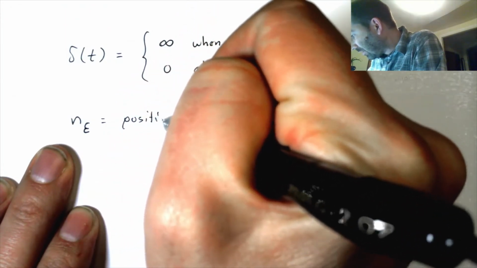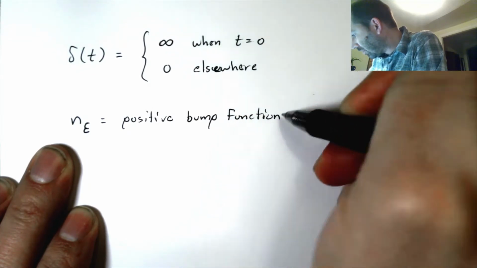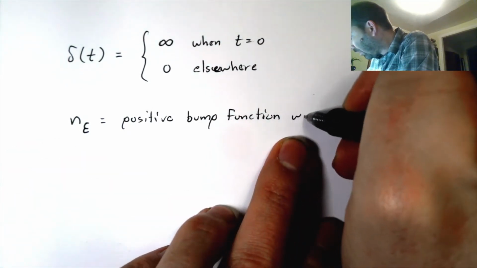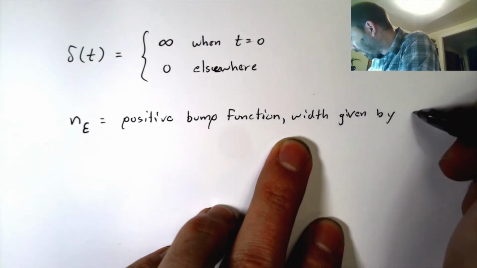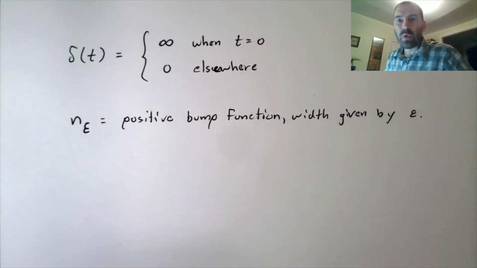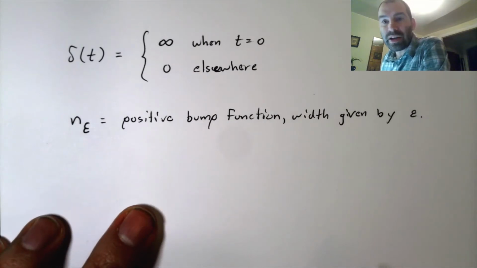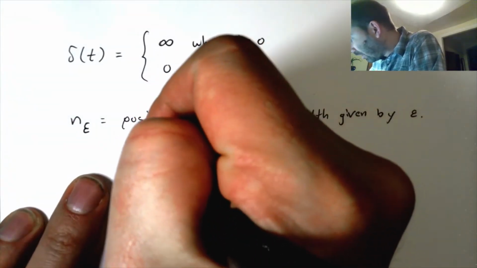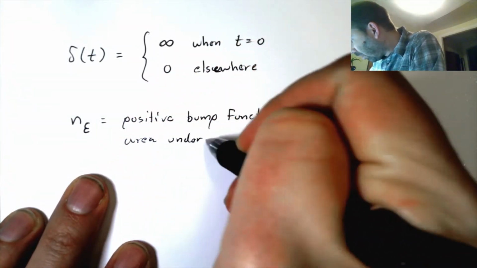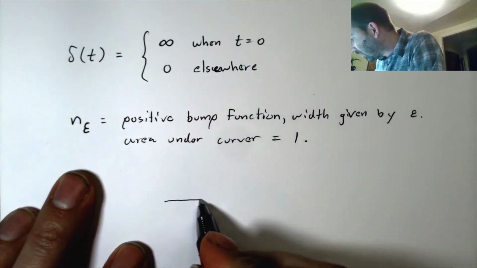Okay, so this is a positive bump function with width given by epsilon. So one very famous bump function that people study is the normal distribution function. It has this property, and I forgot to mention I should write here the area under the curve is equal to 1. And the normal distribution satisfies exactly that.